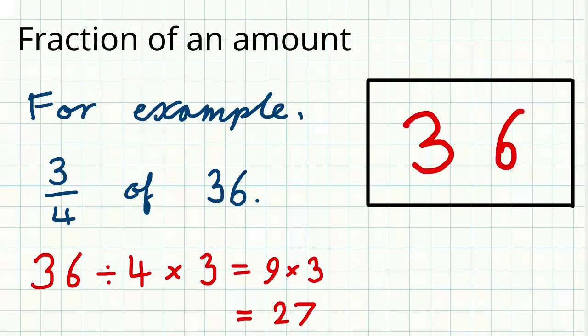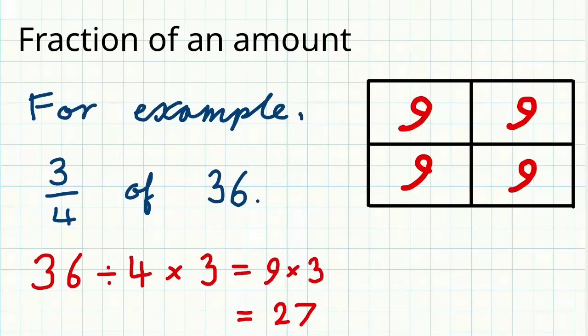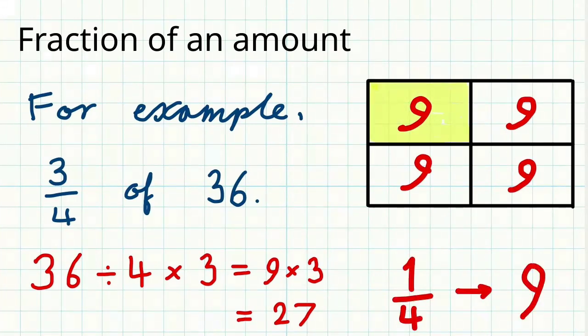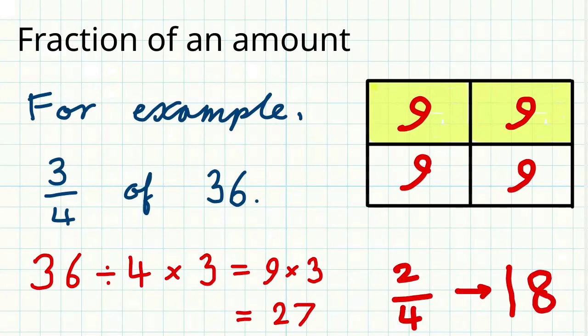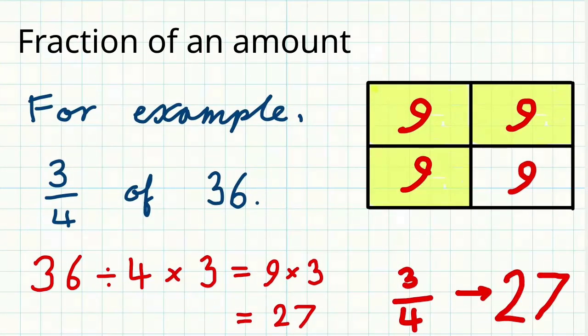We can link this to a fraction of a shape by making a rectangle to represent 36 and then dividing that into 4 equal parts. Each one of those is 9. So to get 3/4, we'll take 3 of them. So as we can see, the answer is 27.